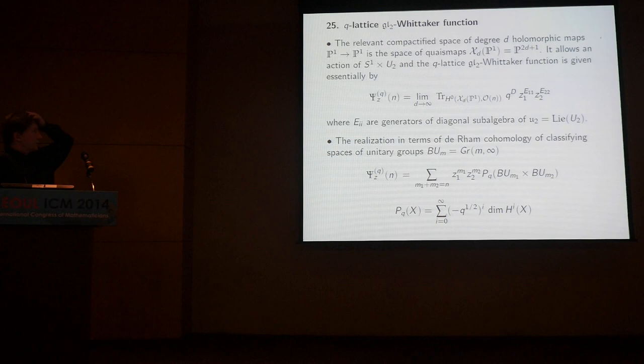The simplest non-trivial case is the GL2 Whittaker function. The compactified space of degree d holomorphic maps is just the space of quasi-maps, which is a projective space. It has an action of C*, which is the rotation of the first P1, with two fixed points, north and south pole, and you have an action of U2 on the target P1. So we have a character, and the simple check is that the Whittaker function is just this limit. So we have control over what this infinite dimensional vector space representation is. And the realization in terms of de Rham cohomology uses the classifying spaces of unitary groups, and it's in terms of Poincaré polynomials.